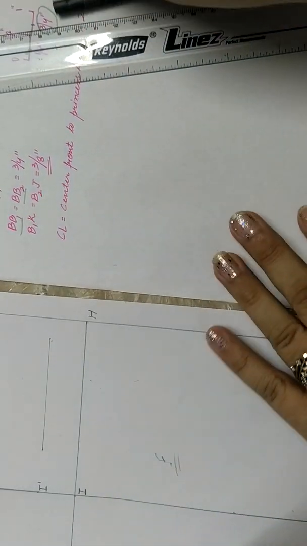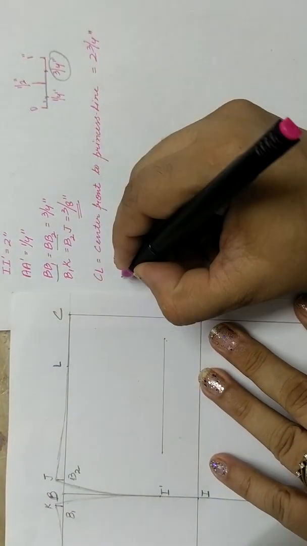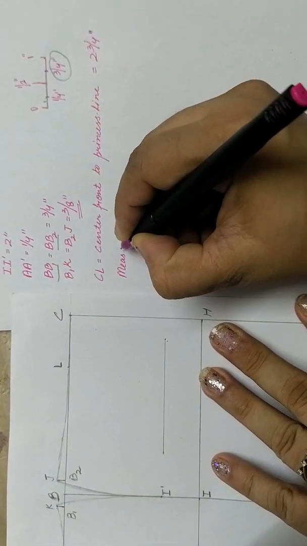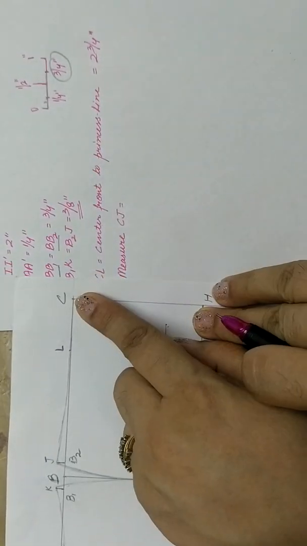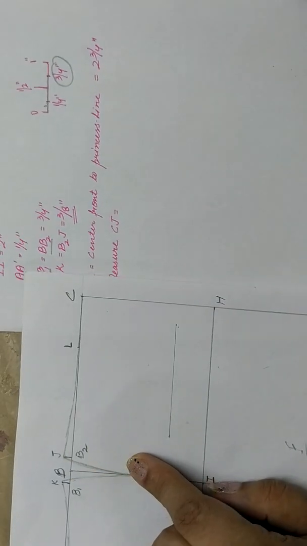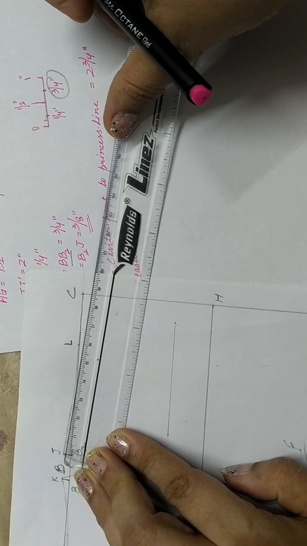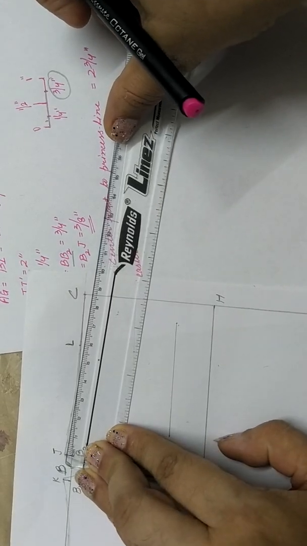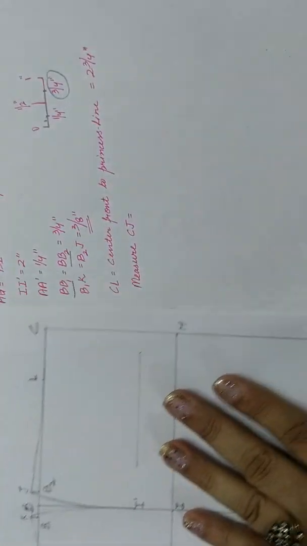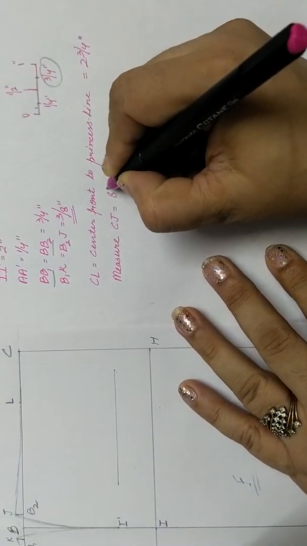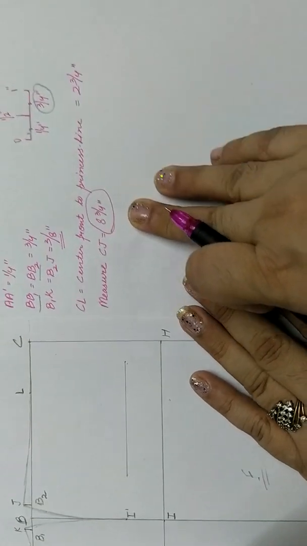Now after this you have to measure. So CL mark कर दिया. Now measure CJ. ये पूरा curve यहाँ से यहाँ तक measure करना है. So one can make use of a measuring tape, or one can use a scale also like I am doing it. और मेरे इसमें measurement 8/3/4 inches आ रहा है. So you don't have to write down this measurement anywhere. It is only for your understanding.